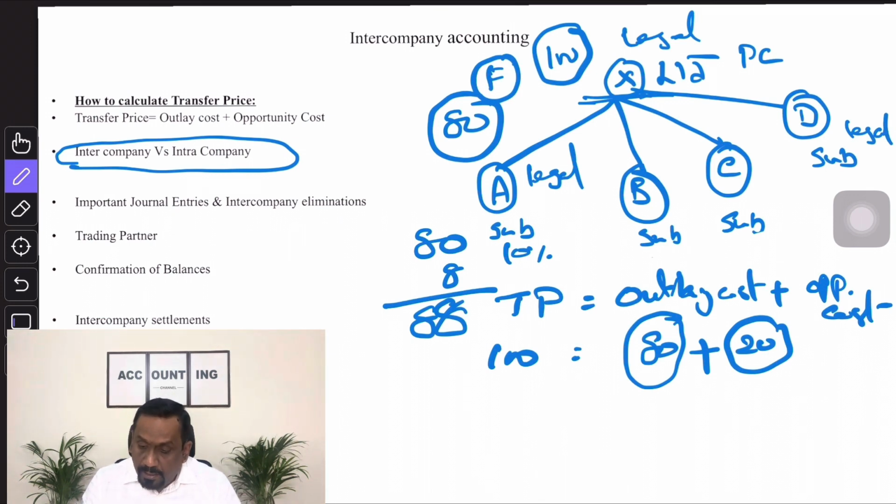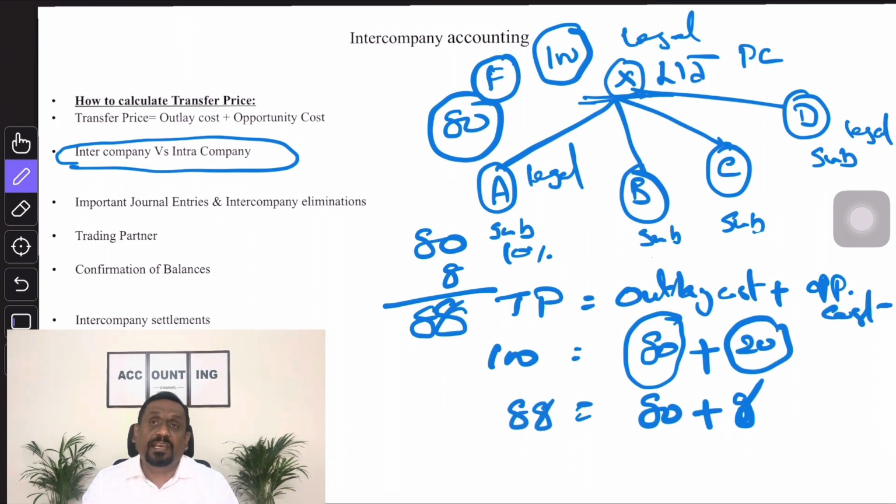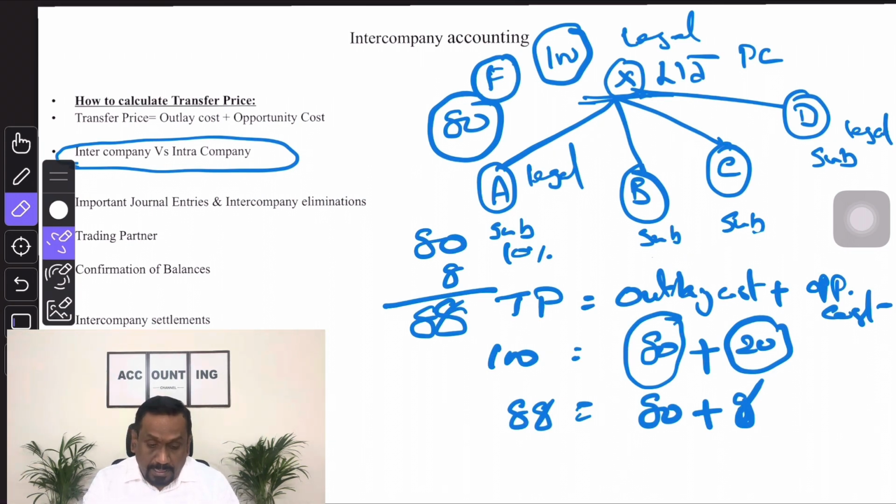Correct? Now here the transfer price is going to be 80 rupees, the outlay cost, plus what is the opportunity cost here? 10% is the markup value, 8 rupees. So 8 rupees is your opportunity cost. So your transfer price is going to be 88 rupees. Clear? So this is how the transfer price will be calculated by parent companies. I hope you are clear on this point.